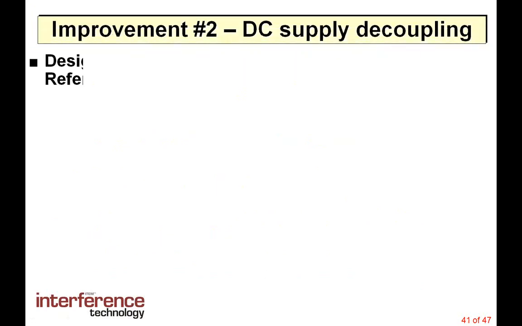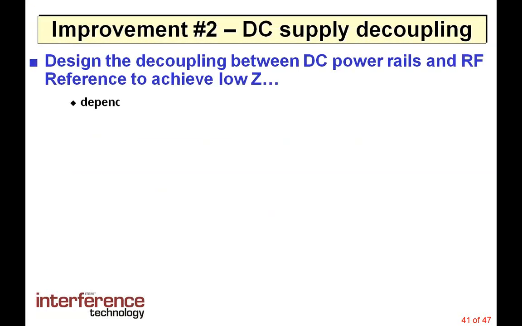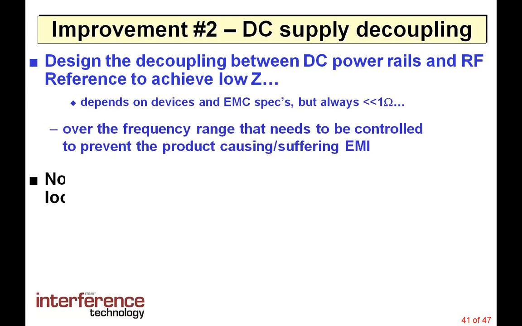Improvement number 2 is DC supply decoupling. We design the decoupling between the DC power rails and now our radio frequency reference to achieve a low impedance. How low depends on the devices and the specs, but it's always going to be less than an ohm over the frequency range that we need to control to prevent the product causing or suffering EMI.